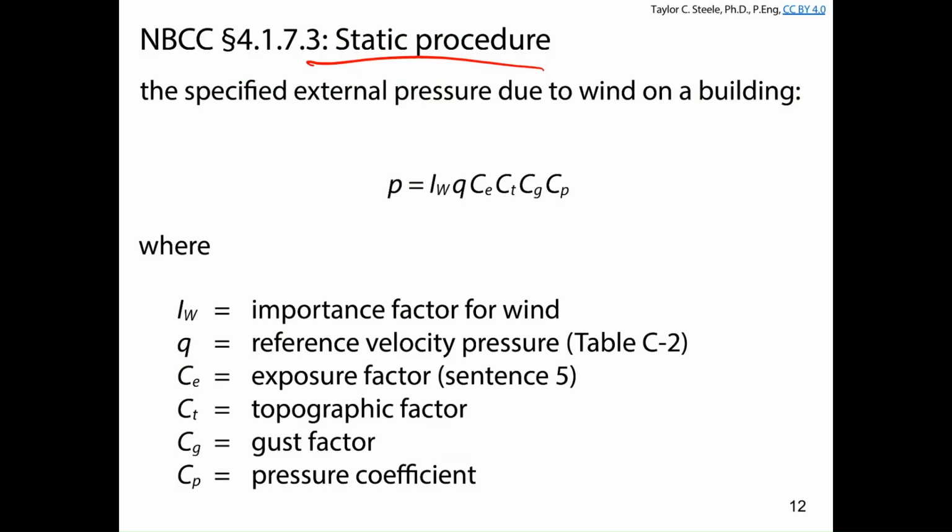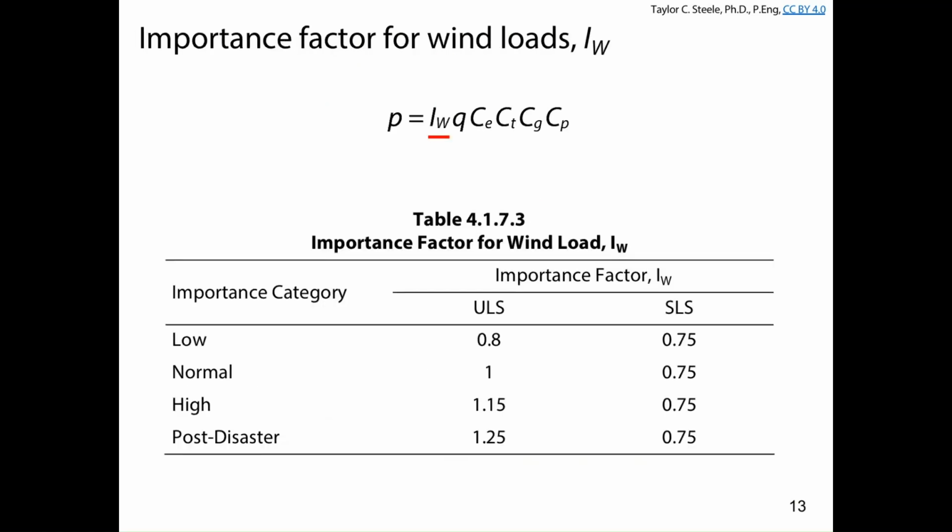Importance factor is almost exactly the same as for snow. In fact, for the ultimate limit states, it is the same. For serviceability limit states, we'll come and talk about what these importance factors mean later on. What we're calculating today is the pressures using the ultimate limit states values for importance, because we're trying to quantify how strong the structure needs to be to prevent collapse and have a safe structure.